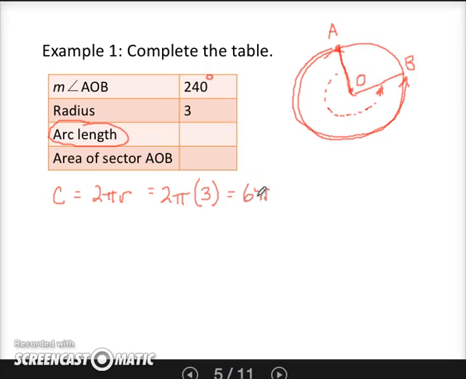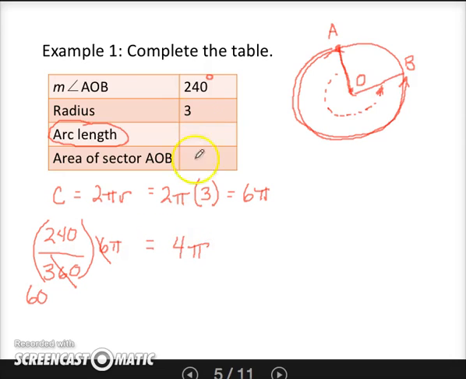What we want is some fraction of that 6 pi. The fraction comes from the angle measure, 240, divided by the angle measure of an entire circle, 360 degrees. So that fraction times 6 pi, which is our circumference. We can simplify this a lot since 6 goes into 360 60 times, and 60 goes into 240 4 times. So we end up with 4 pi as our arc length.